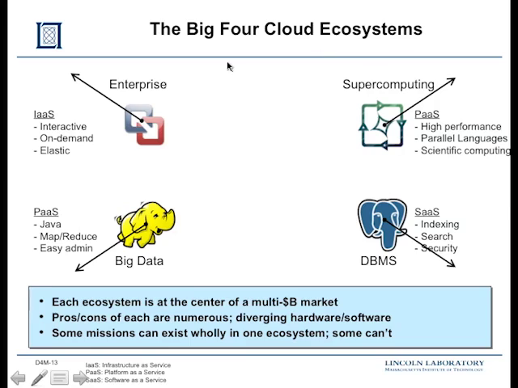The important thing to recognize is these four areas, each of these are multi-tens of billions of dollars industries. The IT world has gotten large enough that we now see specialization down to the hardware level. The processors that these folks use are different. Likewise for these folks, and these folks, you see specialization of chips now to these different types of things. So each of these is at the center of a multi-billion-dollar ecosystem, and they each have pros and cons. Sometimes you can do your mission wholly in one, but sometimes you have to cross. And when you do cross, it can be quite a challenge because these worlds are not necessarily compatible.